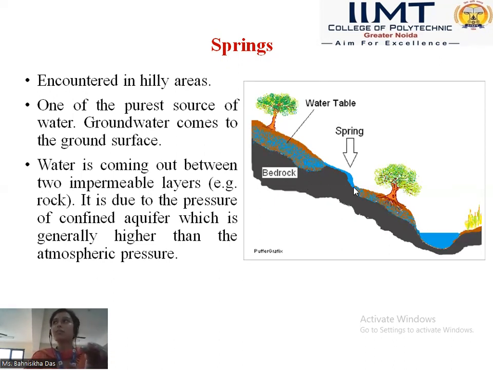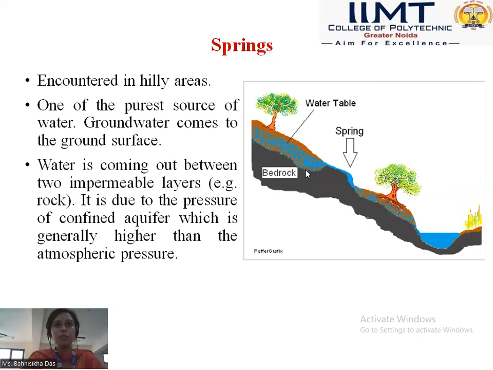Impermeable strata means those strata which do not allow the water to pass through them. Since this is a bedrock, it does not allow any water to pass through, and above also there will be an impermeable strata. So a spring is the jet of water which is coming out at the earth's surface, and that water is confined in between two impermeable strata. Wherever that water finds its way, it comes out onto the earth's surface.